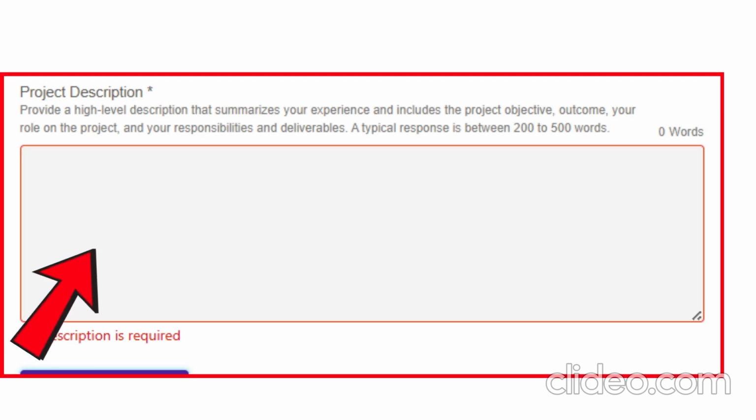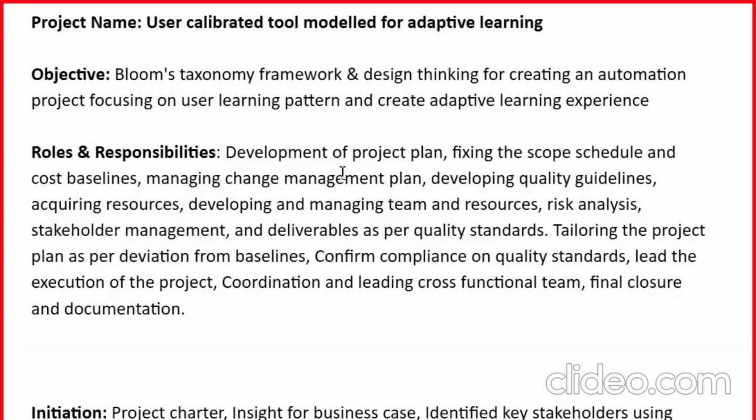So I'll quickly go to the Word doc, I'll show you how to prepare it, and I'll come and copy and paste it here. This is the format which you can use to create your project description. So see here, I have given the project name, user calibrated tool model for adaptive learning. I have given the objective of the project, then roles and responsibilities. So what was my role in the project? My role was making the project plan, fixing the scope and cost baseline, managing the baseline, quality guidelines.